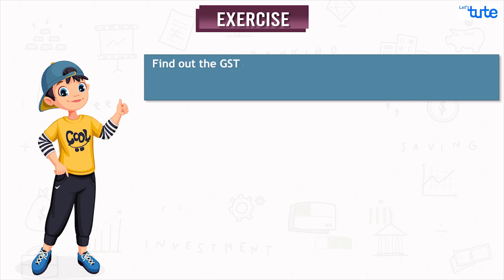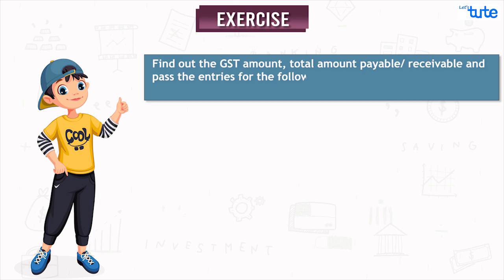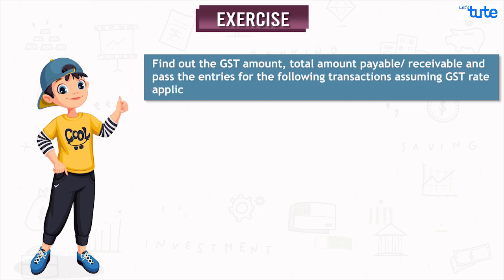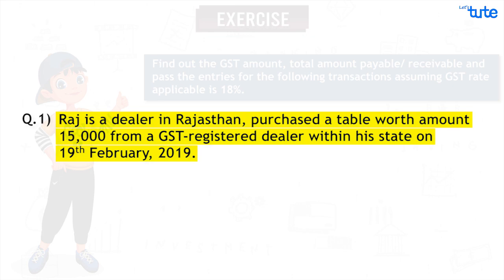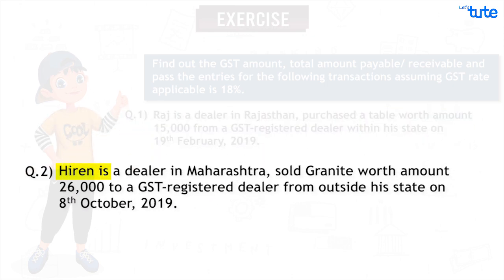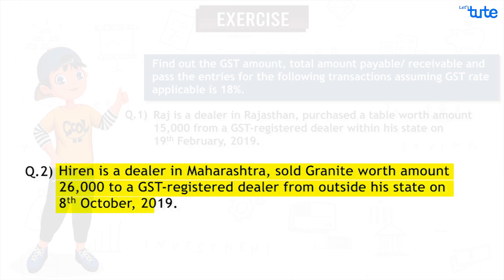Find out the GST amount, total amount payable or receivable, and pass the entries for the following transactions assuming GST rate applicable is 18%. First, Raj is a dealer in Rajasthan, purchased a table worth 15,000 from GST registered dealer within a state on 19th February 2019. Second, Hiren is a dealer in Maharashtra, sold granite worth 26,000 to a GST registered dealer from outside his state on 8th October 2019.